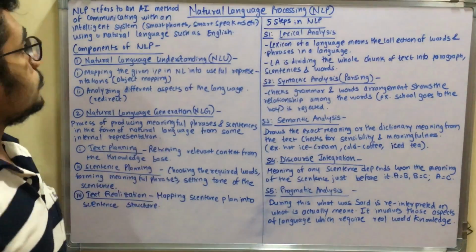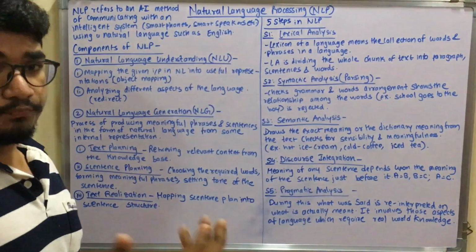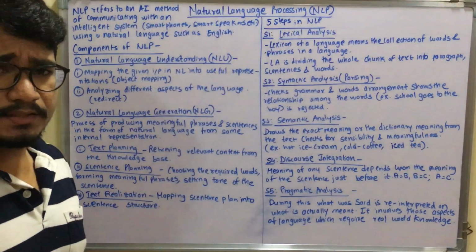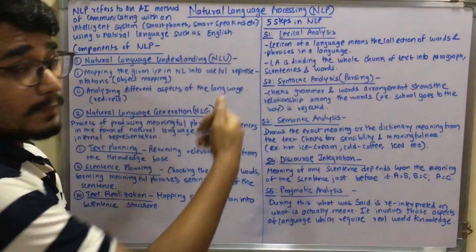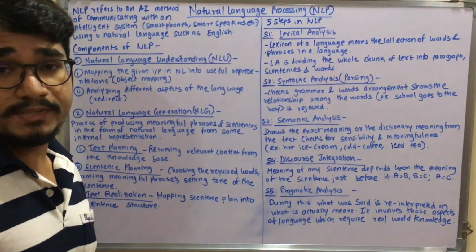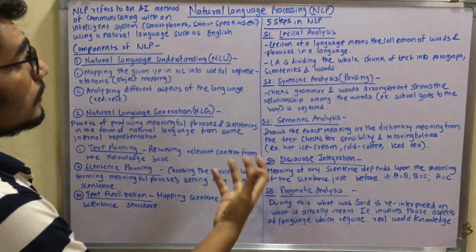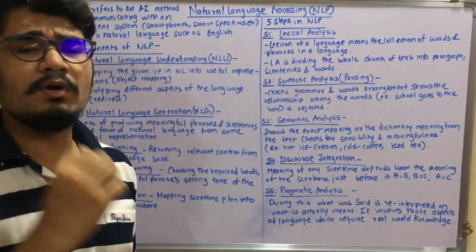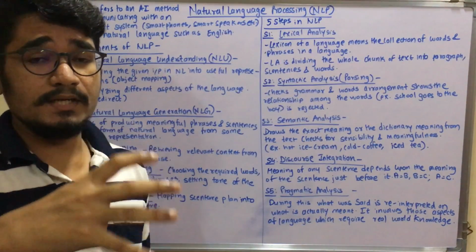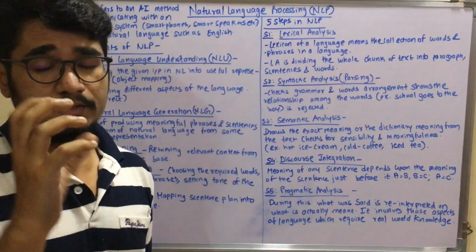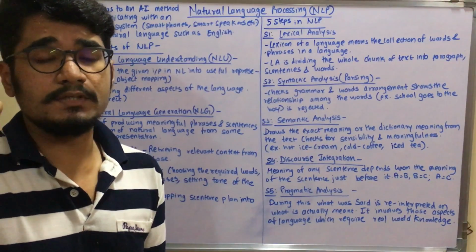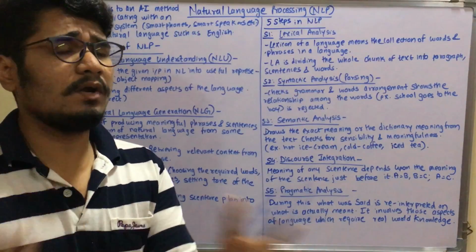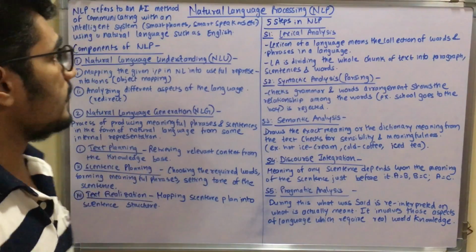NLP refers to the artificial intelligence method of communicating with an intelligent system. It could be anything, like smart devices, smartphones, or the smart speakers we have nowadays for home automation, like Google Echo and Amazon Alexa. What these devices do is get your command. There should be a proper command so that they will turn your music system on, your lights on, your fan on, and whatnot, everything by themselves.